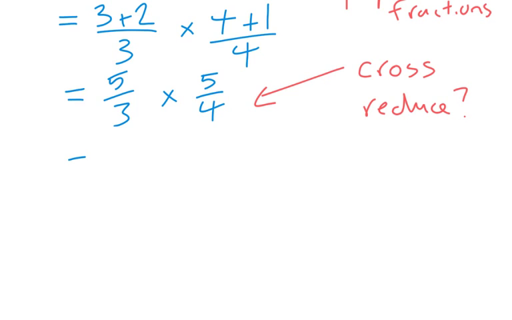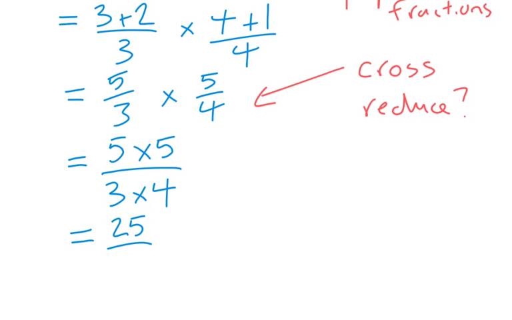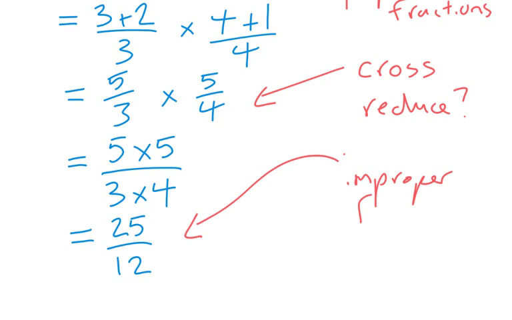So let's just go ahead and multiply the numerators. So 5 times 5. And we can multiply the denominators. 3 times 4. So let's simplify that. 5 times 5 is 25. And 3 times 4 is 12. At this point, you should notice that 25 over 12 is an improper fraction. However, we want to convert this back to a mixed number. So let's go ahead and do that.